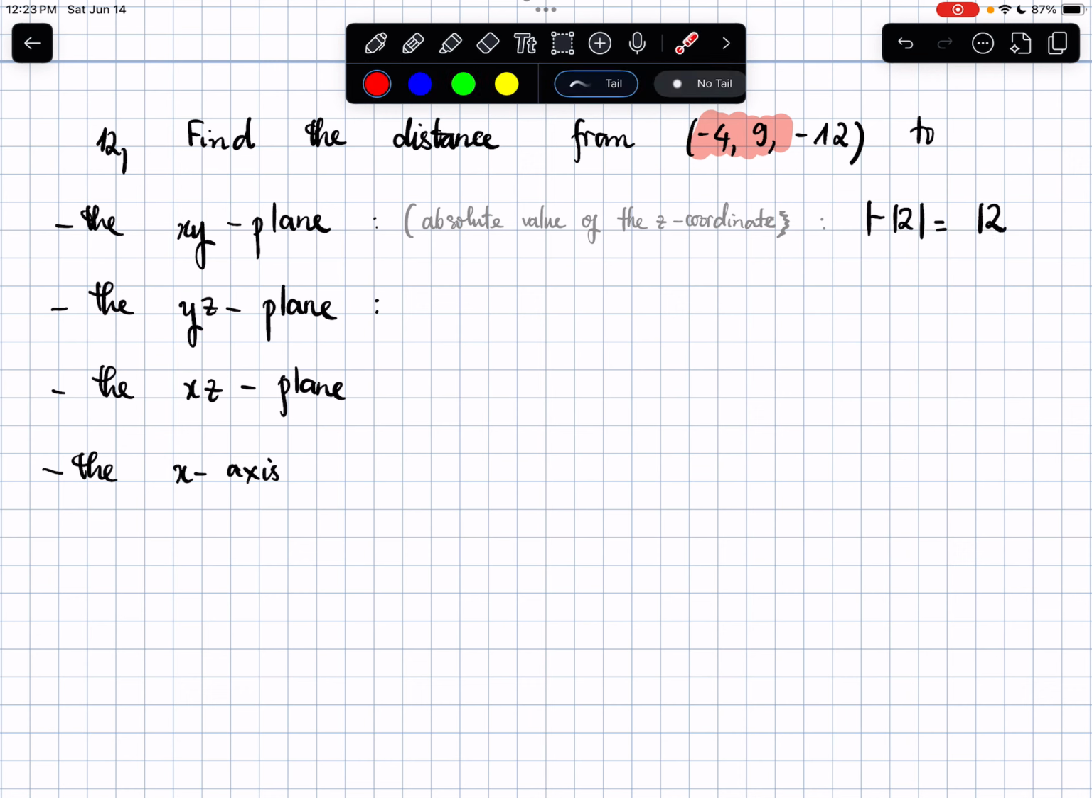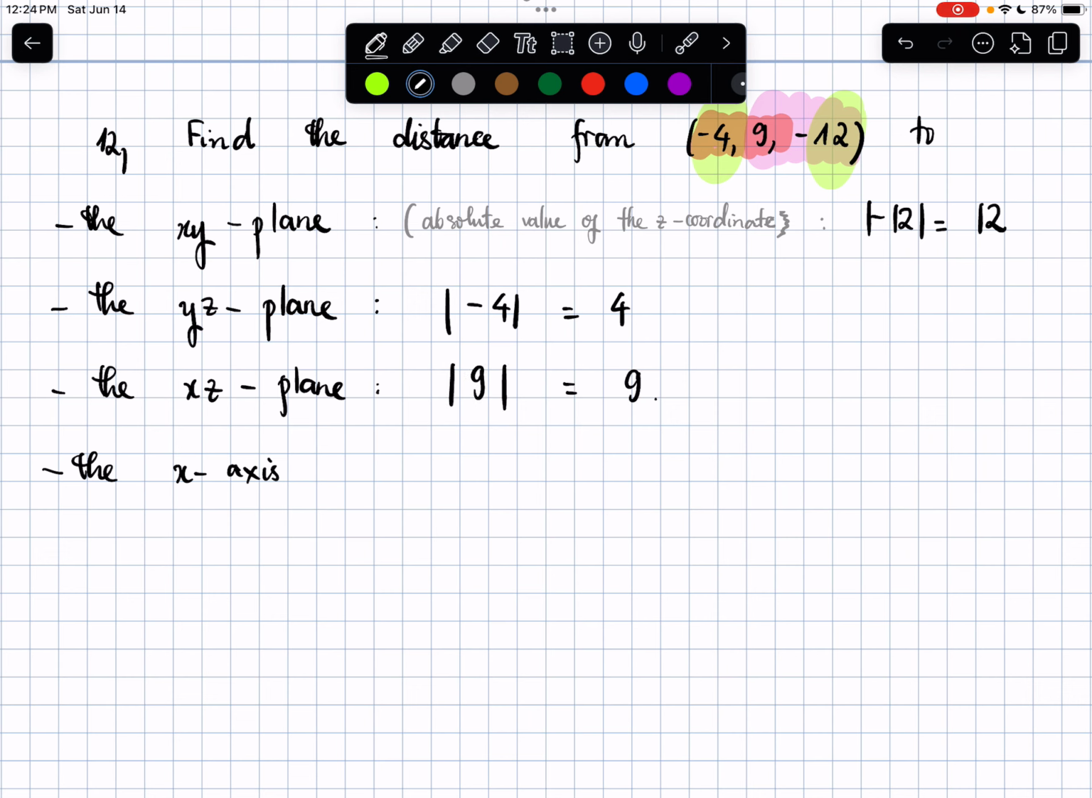The distance from this point to the YZ plane is the absolute value of -4, and the distance from this point to the XZ plane is the absolute value of 9.